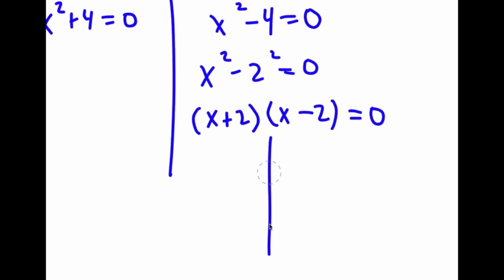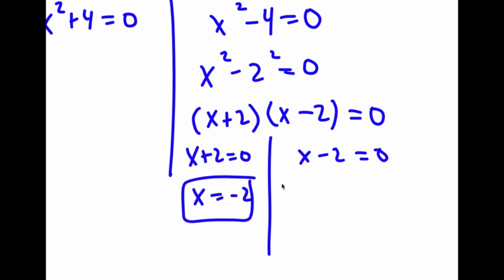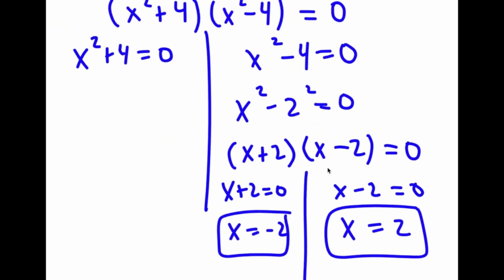So now this, again, gives me two equations. I have x plus 2 equals 0, and I have x minus 2 equals 0. So for x plus 2 equals 0, x equals -2, and for x minus 2 equals 0, x equals +2. So these are two solutions of x.